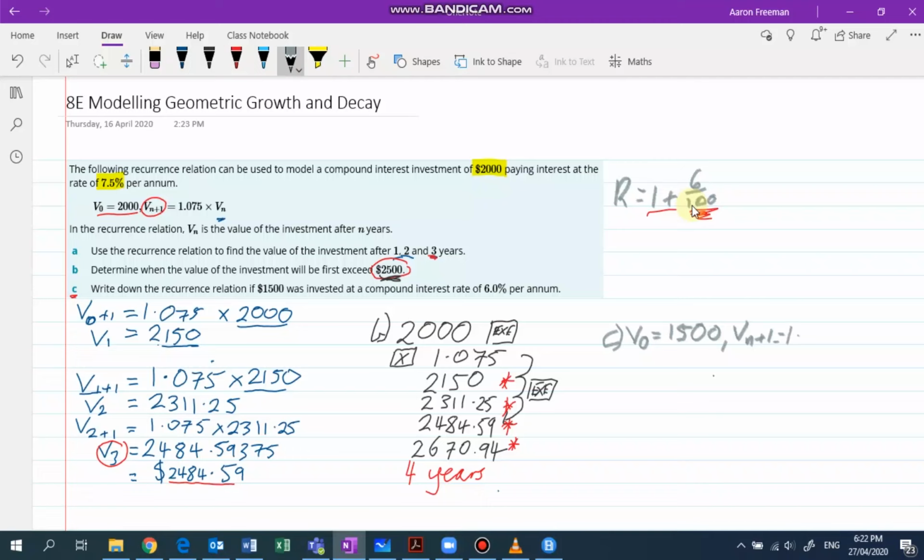So 1.06 times Vn, and that's it. Okay, important thing to note is that that is not 1,500, because that changes every time that we add an iteration to it. So V0, that's 1,500. V1, that's whatever 1,500 times 1.06 is. All right, so that's the last part of our question there.